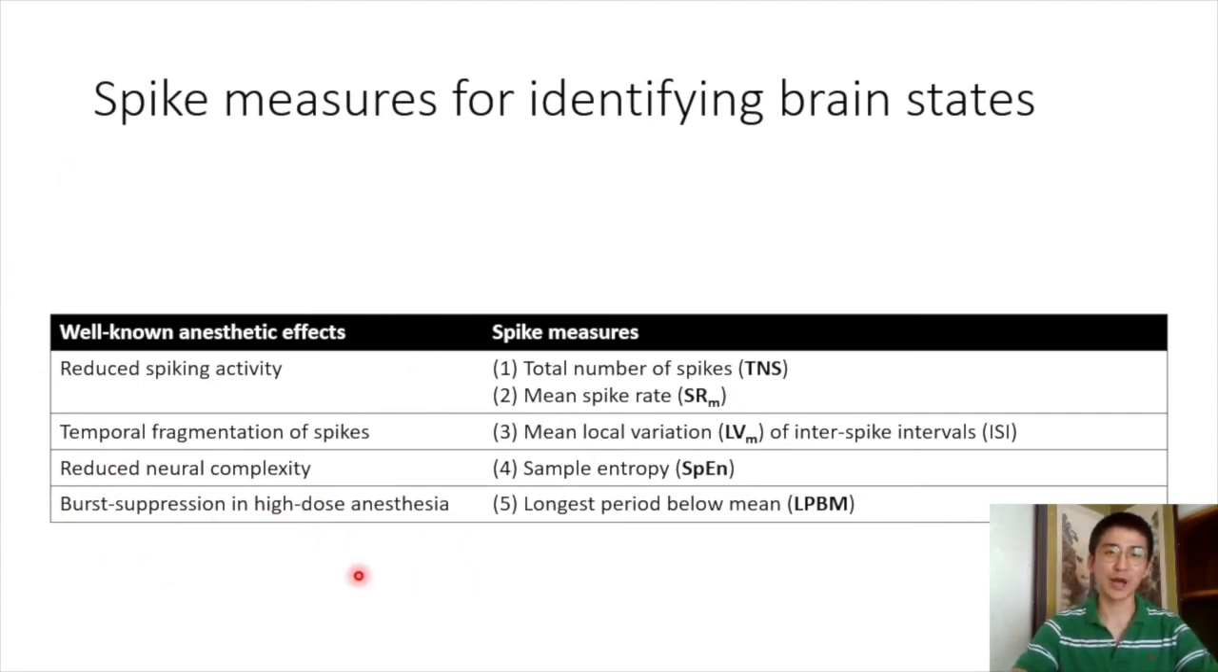These spike measures were quantified: total number of spikes, mean spike rate, mean local variation, sample entropy, longest period below mean. I'm not going to explain the details of these measures now, but feel free to ask a question later.